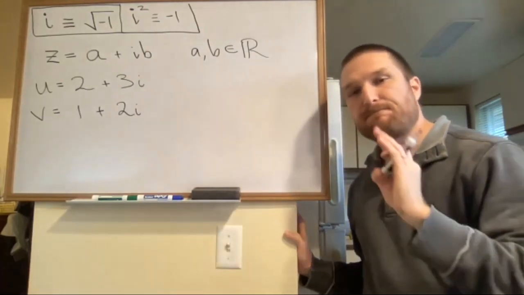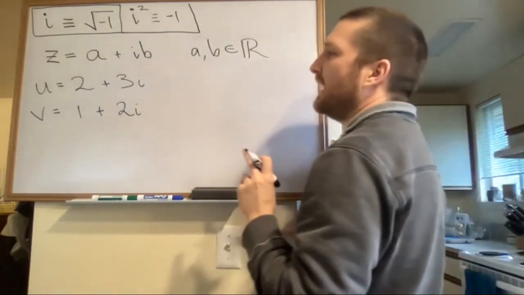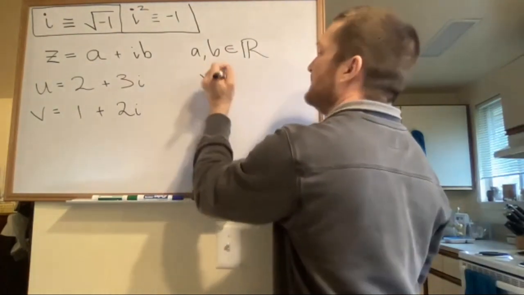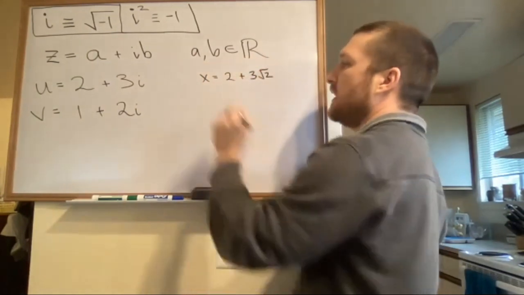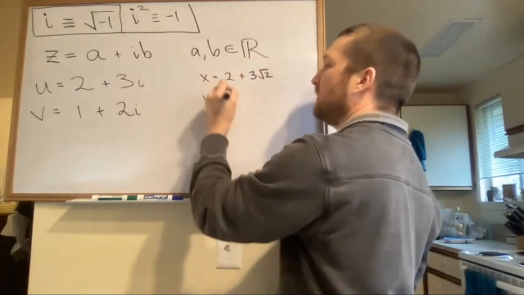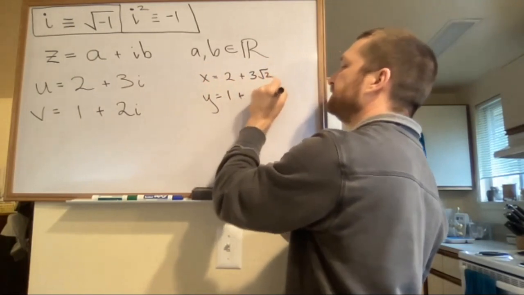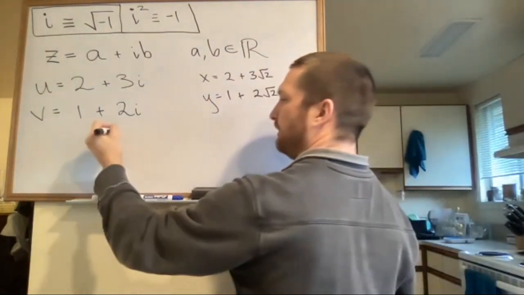Just think about this. Let's suppose that I had two numbers, x and y. And x is equal to 2 plus 3 root 2, and y was equal to 1 plus 2 root 2. And I said, let's compute x plus y.